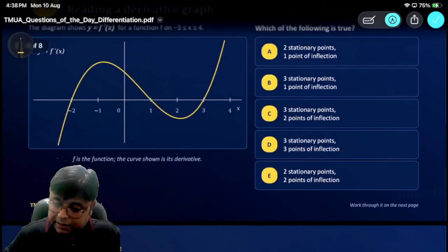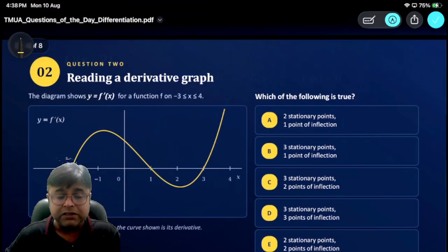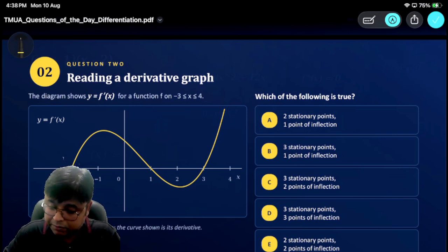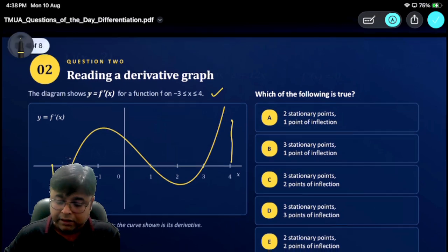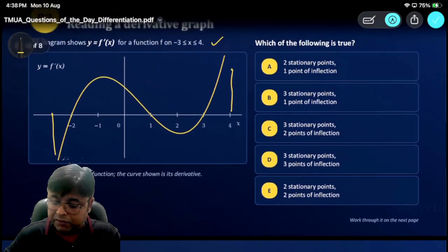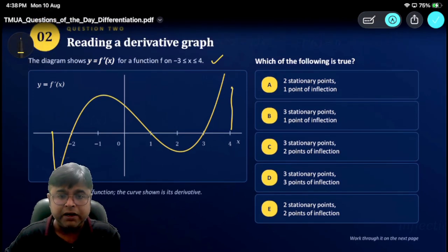Now it says that this is a graph given to us, but this is not the graph of f(x). This is the graph of f dash x. Now they are saying from -3 to 4, right? -3 is somewhere here, 4 will be somewhere here. In this range, I have to find out how many stationary points and how many points of inflection there will be. The graph is not of f(x), it is of f dash x.